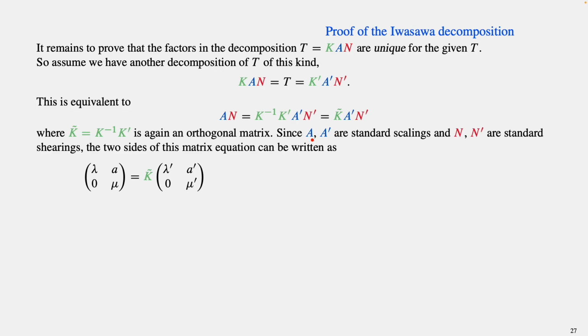Now, A and A prime are standard scalings, N and N prime are standard shearings, so we can write the left-hand side as the product of a scaling and a shearing, so an upper triangular matrix, lambda mu A for certain suitable values lambda mu and A. And the right-hand side, here we have A prime N prime, so an upper triangular matrix. Here lambda prime mu prime A prime with suitable values, but multiplied on the left by this orthogonal matrix K tilde.